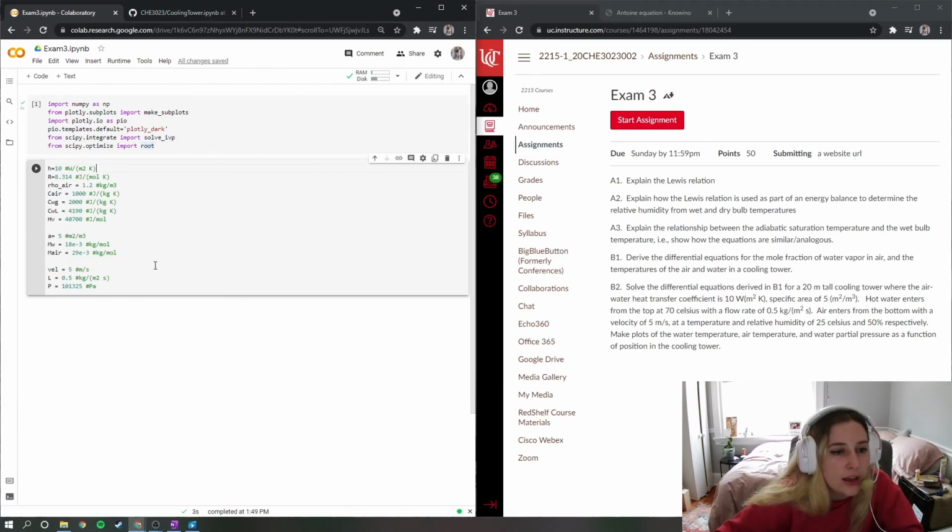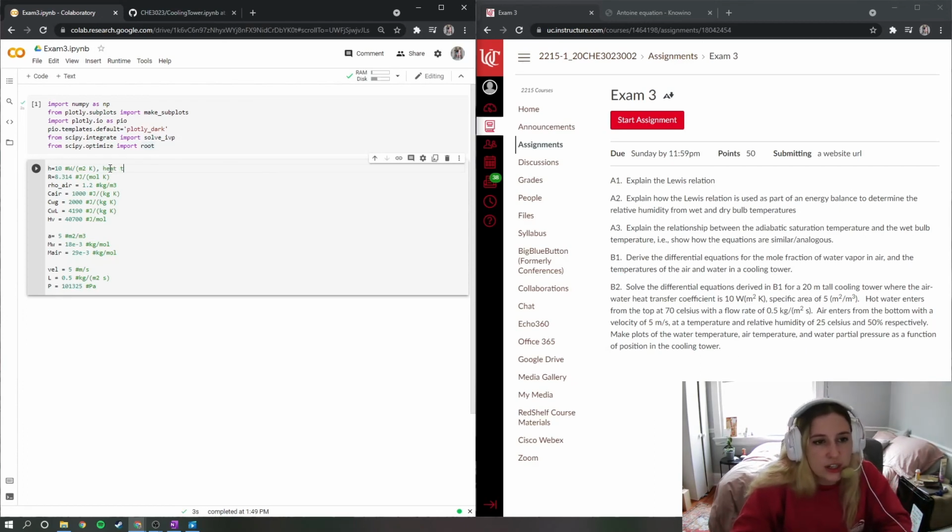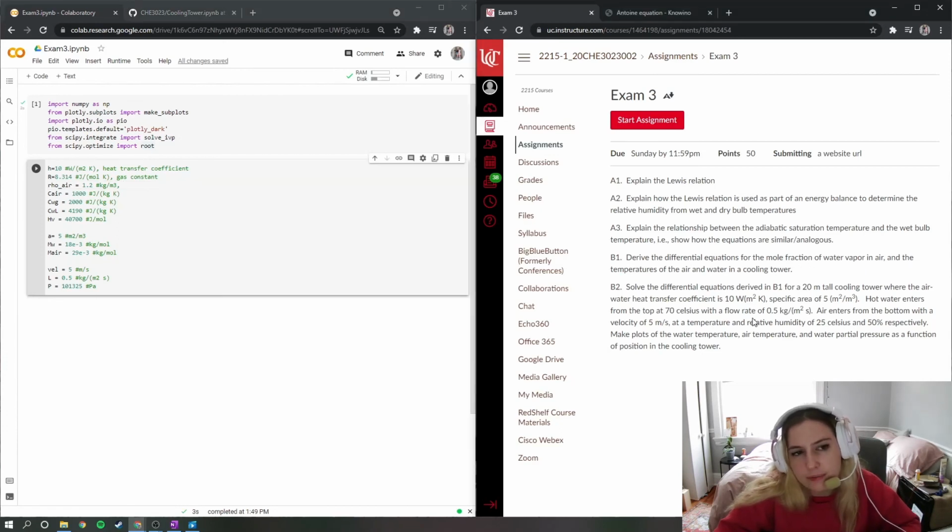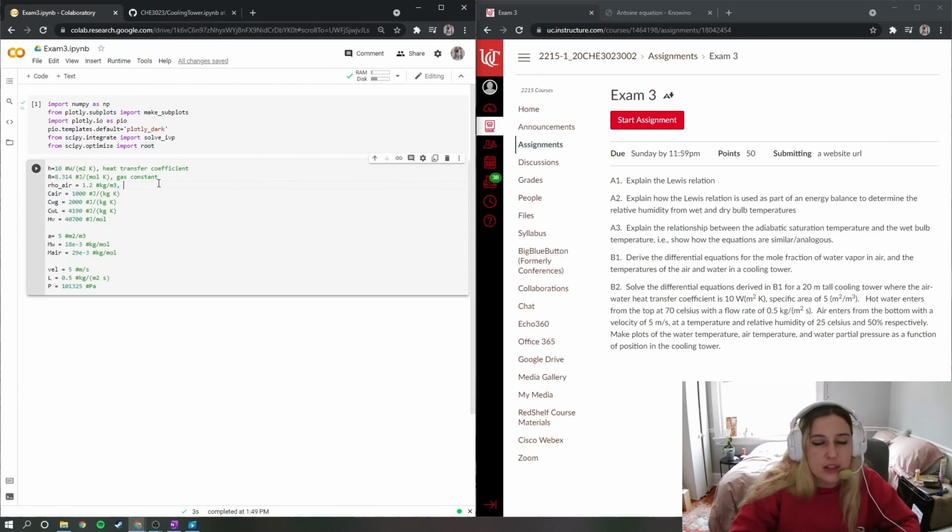Alright, so I started writing out the variables that we have that are either just known variables or given in the problem. So we have h equals 10 watts per meter squared Kelvin. This is the heat transfer coefficient, which is given to us in the problem. Then we have the gas constant, and this is 8.314 since we are using the joules per mole Kelvin gas constant. Then we have the density of the air, which is not given in the problem, but it's just a known value. So we know that the density of air is 1.2 kilograms per meter cubed, so that doesn't change.